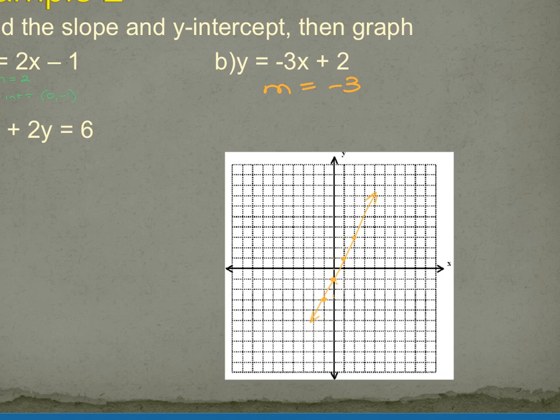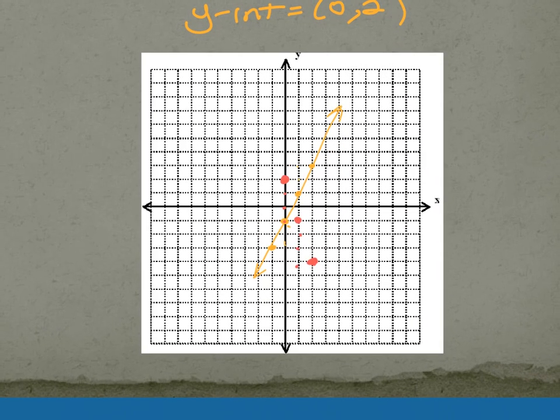-3 or -3/1, and then your y-intercept? (0, 2). Good. So now I'm going to start at (0, 2). I'm going to go down 1, 2, 3 to the right 1, down 1, 2, 3 to the right 1. Close enough. Okay.